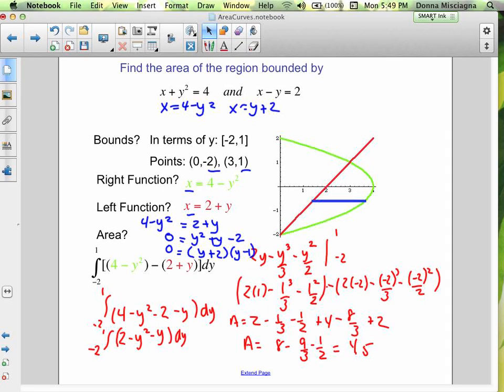And have we seen this problem before? 4.5. Did I just do the same problem twice with a different graph, or is it just 2 graphs that have 4.5 as an area? I'm not sure. Well, anyway, you get to review it again.